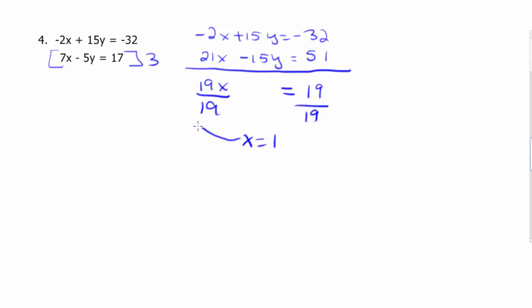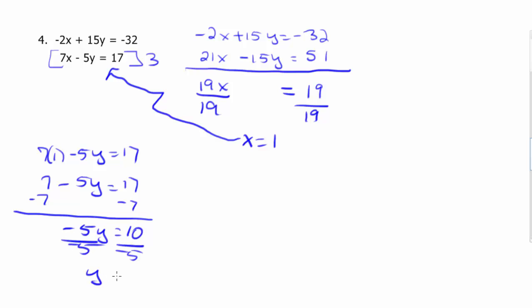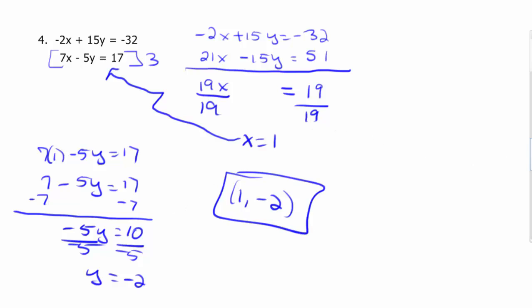So then again, we plug it back in. I don't care which one you use. So 7 times 1 minus 5y equals 17. So 7 minus 5y. This is when those of you who don't like to show your work, it's really going to start catching up to you now. You really need to start showing your work. I've been preaching it for years. So y equals negative 2. So our point is 1, negative 2.